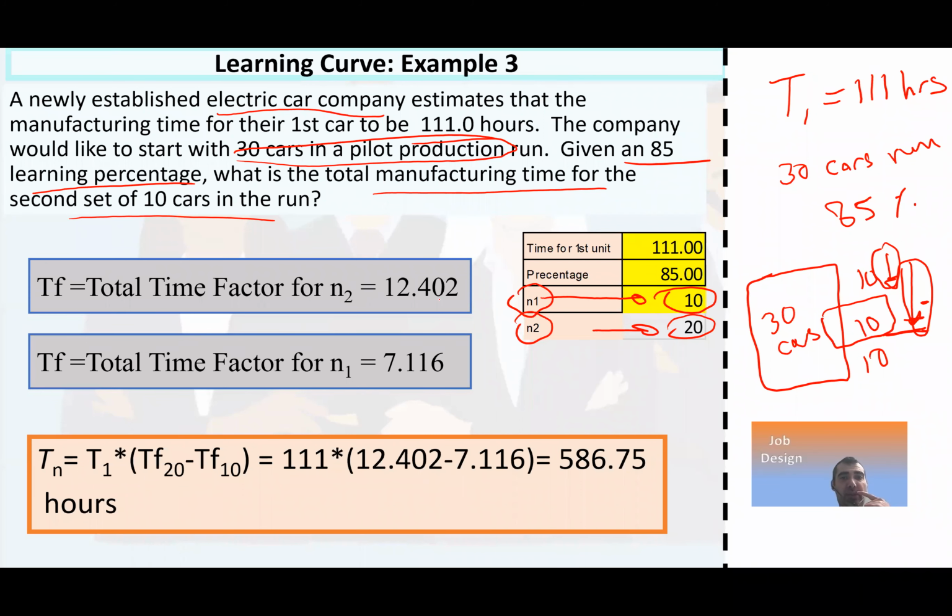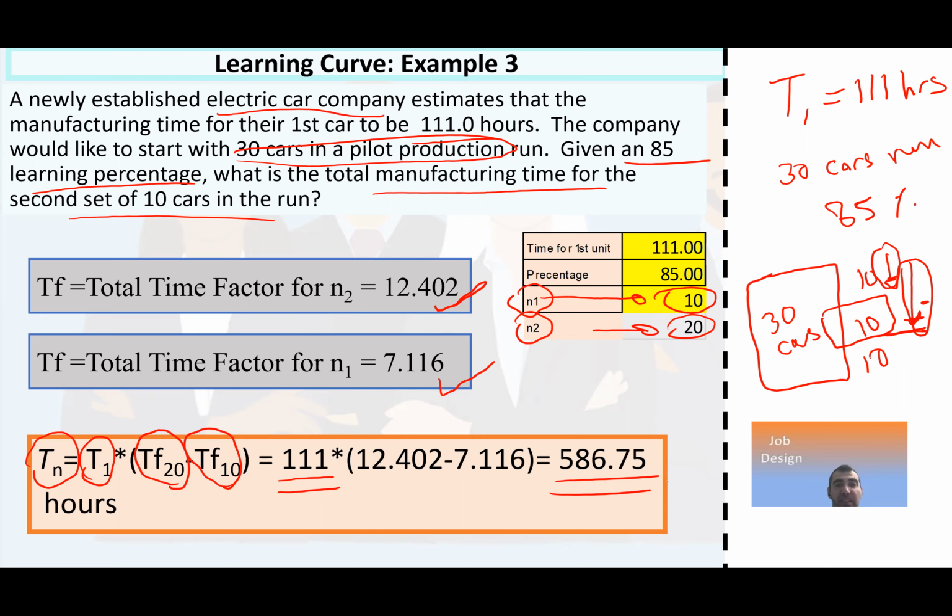Getting back to the problem, we know the total factor for N2 and the total factor for N1. We just got them from the table. So our Tn is going to be T1 multiplied by the difference between the total factor for 20 and the total factor for 10. So we have 111 multiplied by 12.402 minus 7.116, and that gives us 586.75 hours to make the second set of 10 cars in the production run.